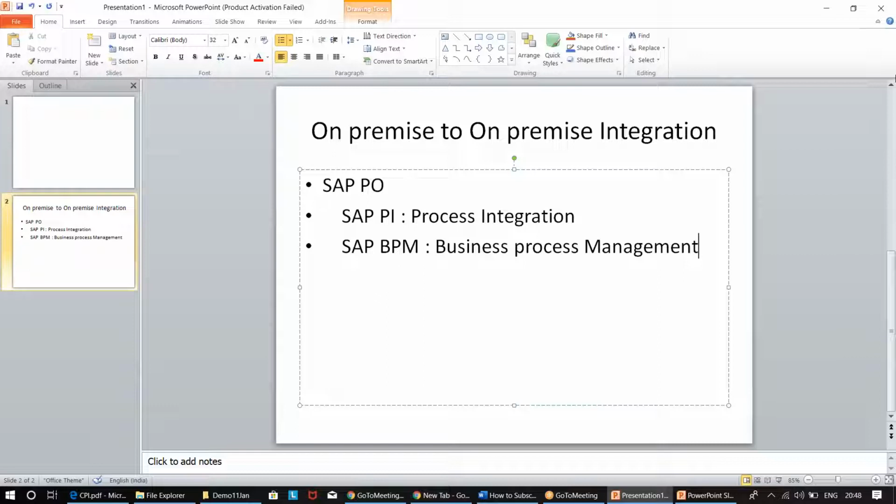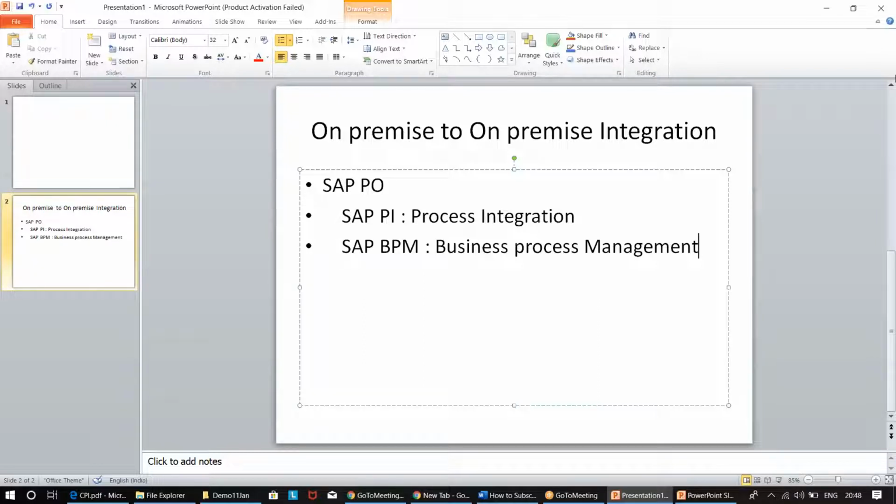But it should be very clear. I really want to emphasize this particular point: SAP PI is the recommended solution for pure on-premise to on-premise integration. Okay, so I think this is very clear.